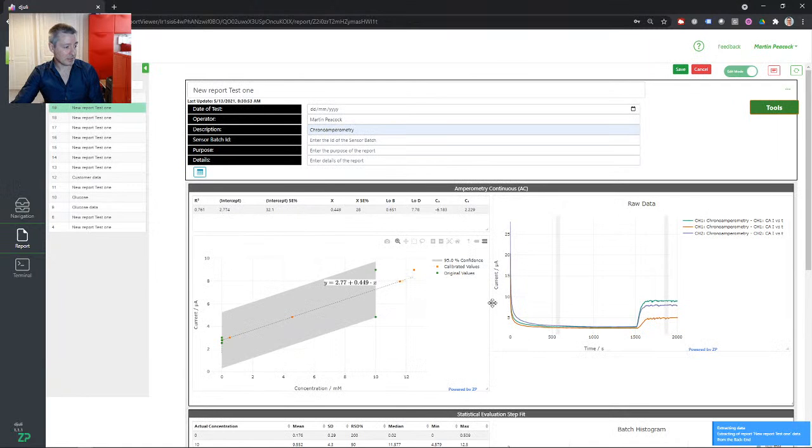So now what it's done is it's essentially done me a best fit line. It knew that that was 0 and that was 10. And then it's calculated me a best fit line, and it's done it over all the 3 data sets. So I can see my R² value, my standard deviations, my intercept, my limits of detection, my limits of blank. It's done a lot of statistical analysis for me, just like that.